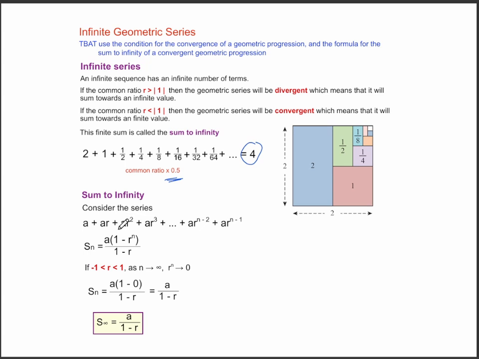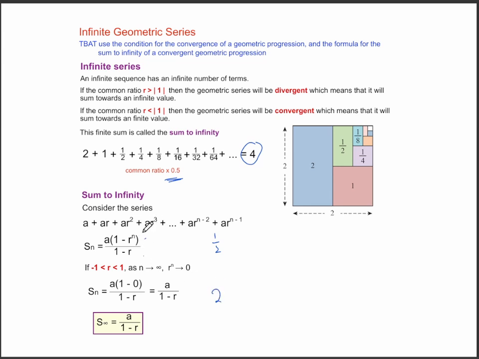Okay? We can make this more general, where we are adding a, plus ar, plus ar squared and so on. And we know that the sum of n elements is a(1 - r^n) over 1 - r. And if r is between -1 and 1, as n approaches infinity, r^n approaches 0. What do I mean by that? Let's look at two examples, when r is a half and when r is 2.